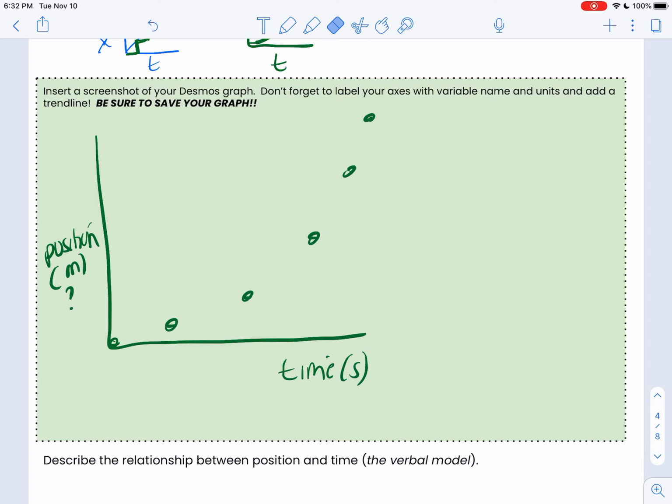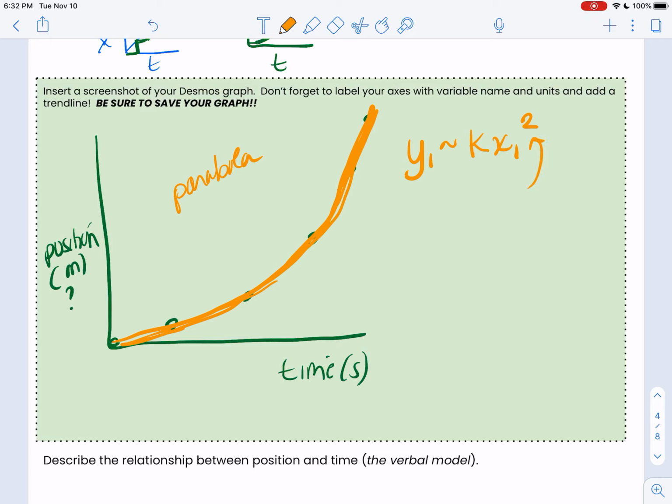So what you have to do is figure out what the equation is of this curve. This is a little more mathematically complicated. If you're in trig, you've probably done this. This shape is called a parabola. It's like a curvy shape. And what you're going to put for this is y1 ~ k, meaning some constant, times x1 squared. So this is your position, this k is some constant, and this is your time, but it's squared. That's why it makes that shape.